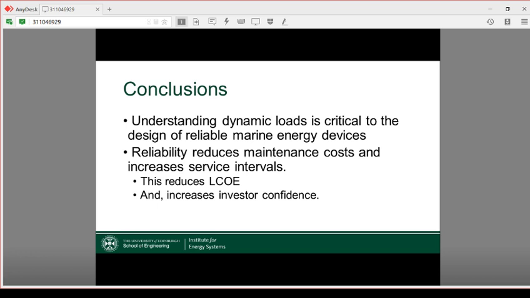So understanding dynamic loads is critical to the design of reliable marine energy devices, and reliability reduces those maintenance costs and increases the service intervals. This lowers the levelized cost of energy and increases investor confidence.